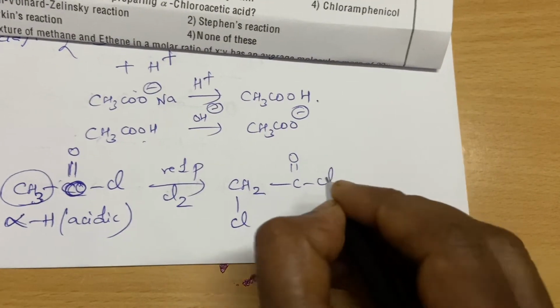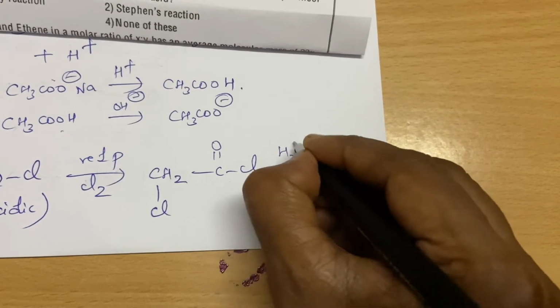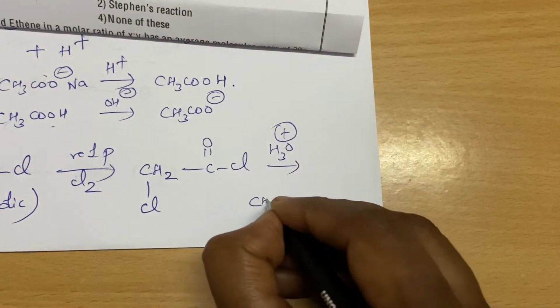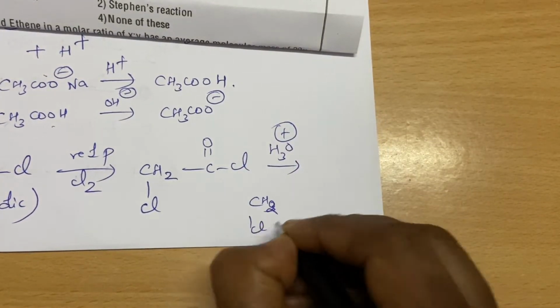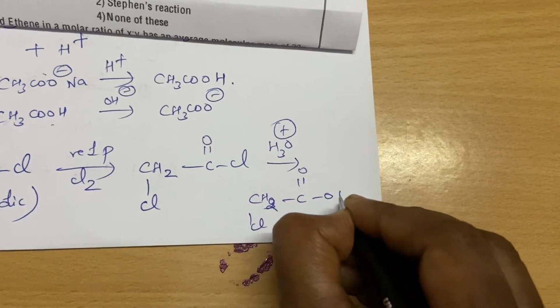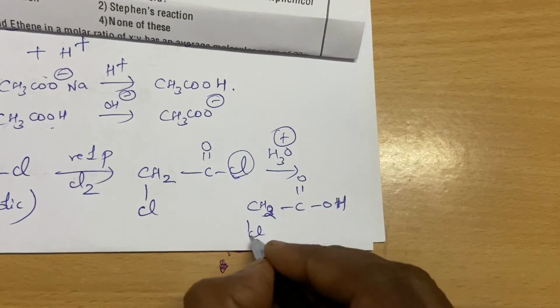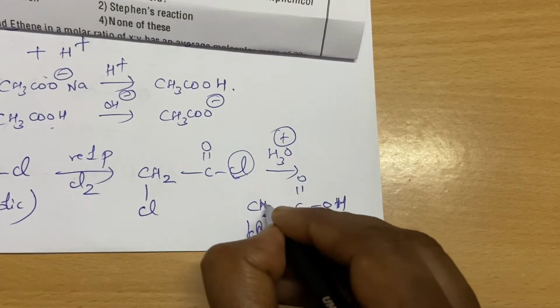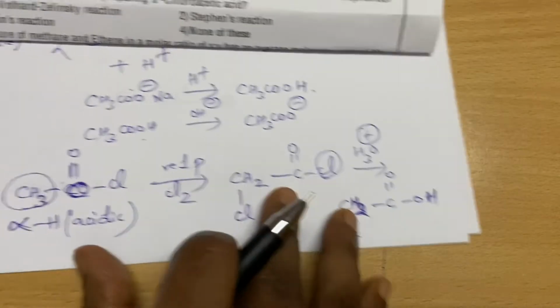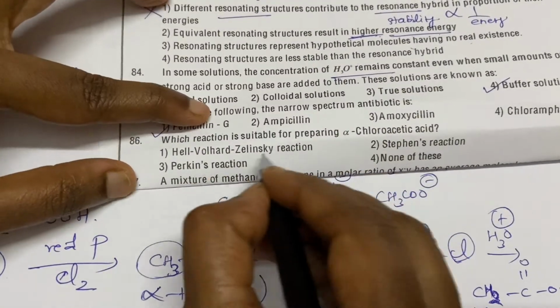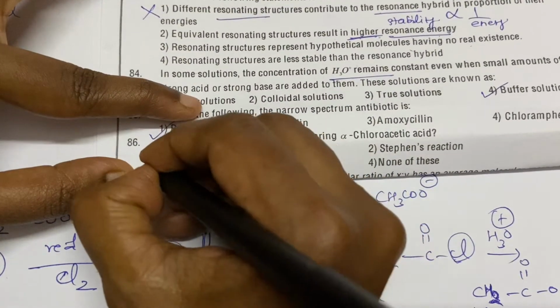Then you have to do hydrolysis. After hydrolysis, you will get the corresponding acetic acid. This chlorine will be replaced by OH once again, and this chlorine remains untouched. So the answer is the Hell-Volhard-Zelinsky reaction. It is a naming reaction.